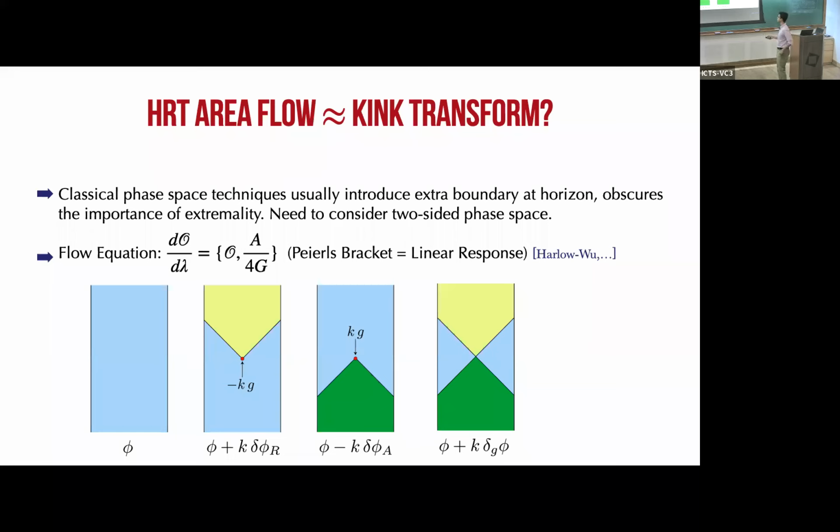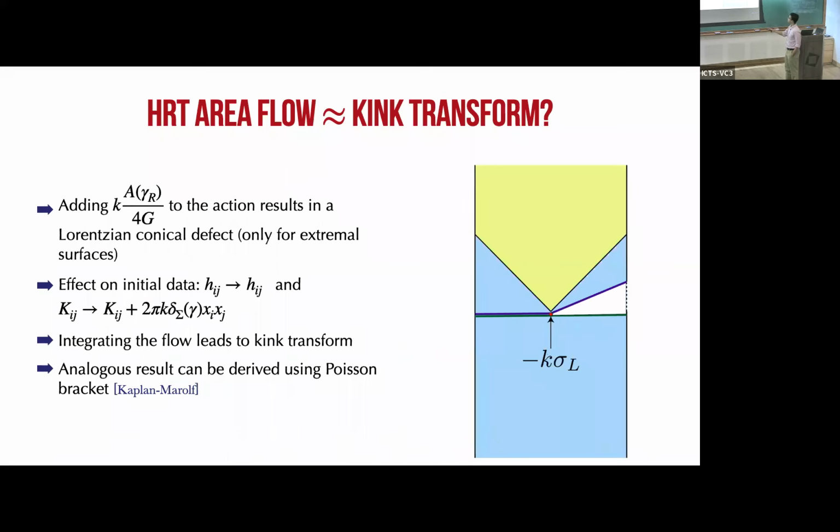That's basically the interpretation: how does the observable O respond to adding a source A over 4G in this particular way. That's the linear response interpretation of this bracket. When you do that, as was pointed out before, the addition of this A over 4G essentially creates, like adding a brane, but in Lorentzian signature, a Lorentzian conical defect. So the solution looks like the following: there's a Cauchy slice just below the cone, and there's a kink slice just above it. The solution is of this form.